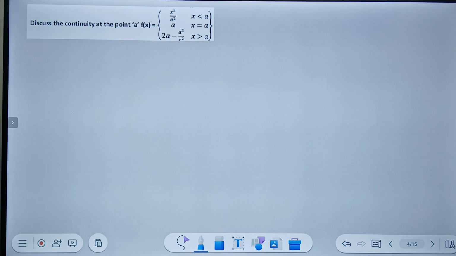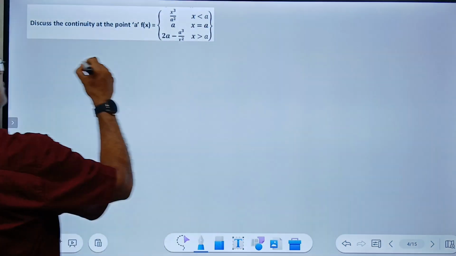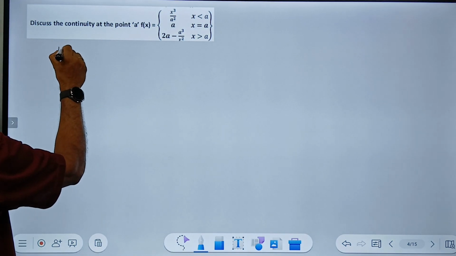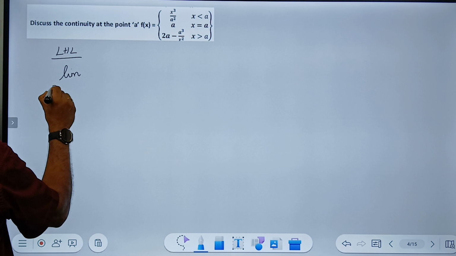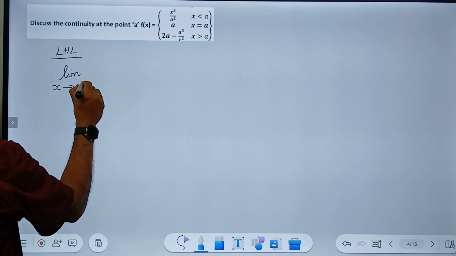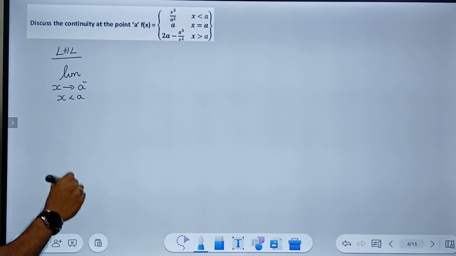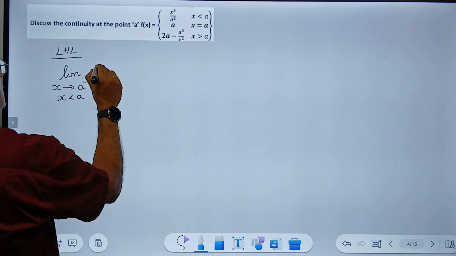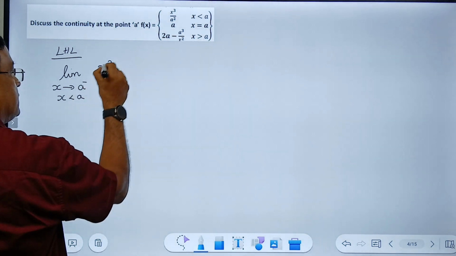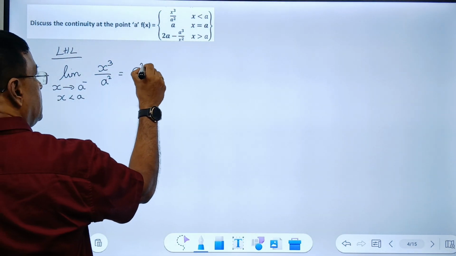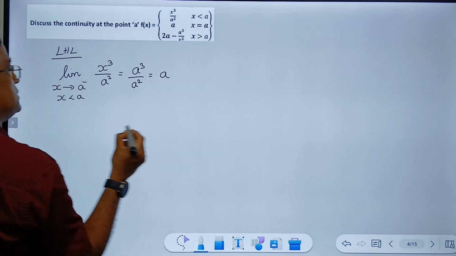Discuss continuity at x is equal to a. You have this function. First of all, let's talk about the left hand limit as usual. What is my left hand limit? Limit x approaches a minus. A minus means definitely less than a. If it is less than a, my function is x cubed by a square. On direct substitution, I get a cubed by a square, which is nothing but a. So the left hand limit is a.